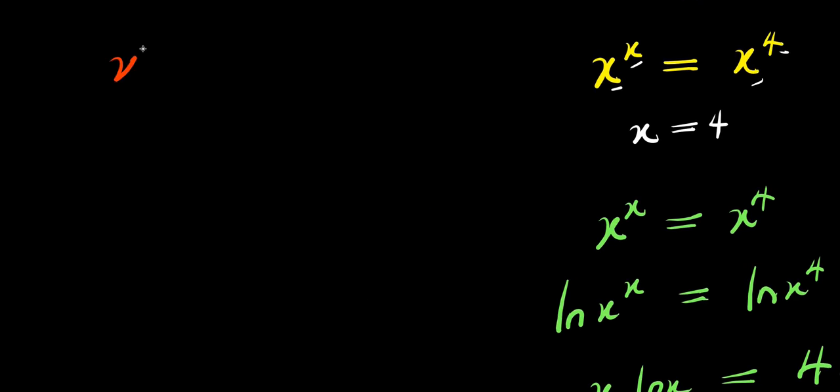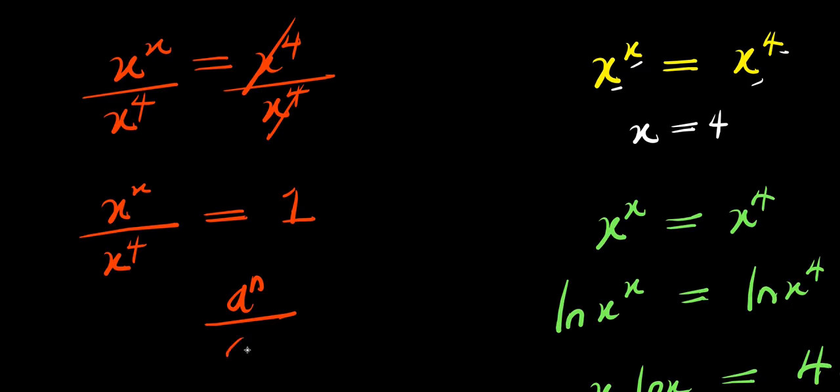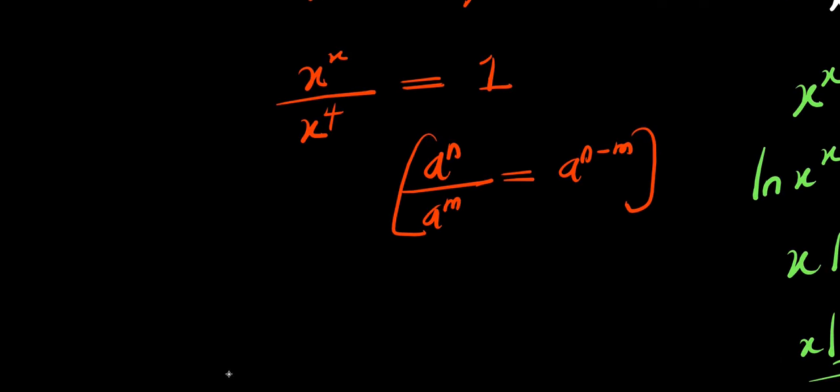Another way is you have x^x = x^4. I divide this by x^4. This eliminates this. So I have x^x divided by x^4 equals 1. Now, if you have a^n divided by a^m, that equals a^(n-m). So right here, we simply have x^(x-4) = 1.